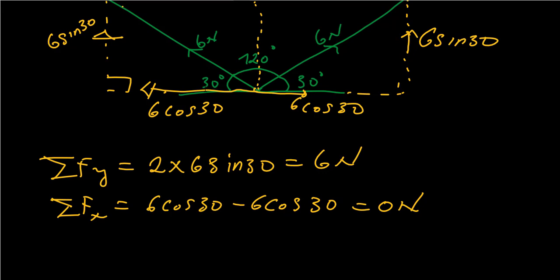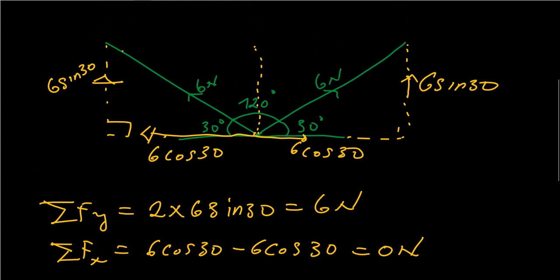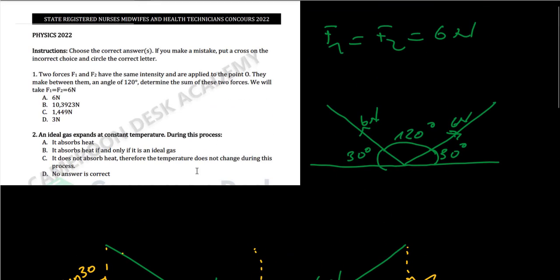So we see that the sum of the forces along the y-axis gives us 6 Newton. So it definitely means that the resultant of those forces will be 6 Newton. And so the correct option in this question will be option A, 6 Newton.